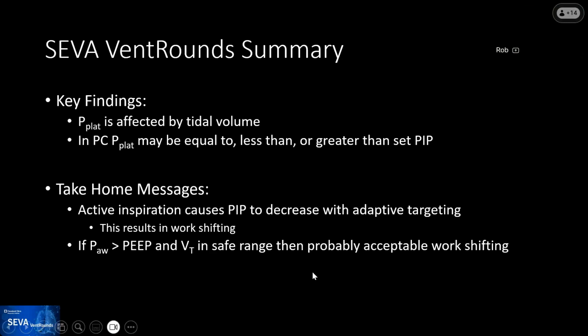So the thing that you want to be aware of in a take-home message is that an active inspiration causes the peak pressure to decrease with adaptive targeting. Remember, that's an indication of work shifting. But if the airway pressure is above PEEP for most of inspiration and the tidal volume is still in a safe range, then I would say it's probably acceptable work shifting. We do not yet have any metrics that can help us at the bedside to know whether work shifting is acceptable or unacceptable, except in these extreme cases when the pressure waveform gets sucked down below PEEP or the tidal volume is in an unsafe range.